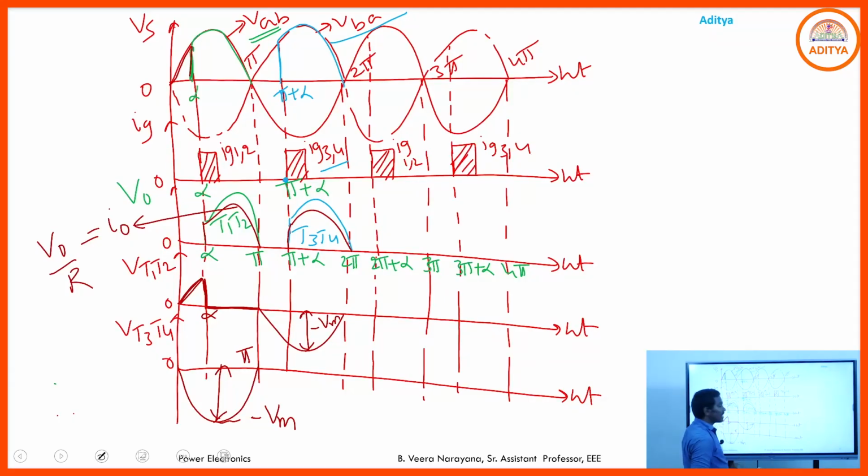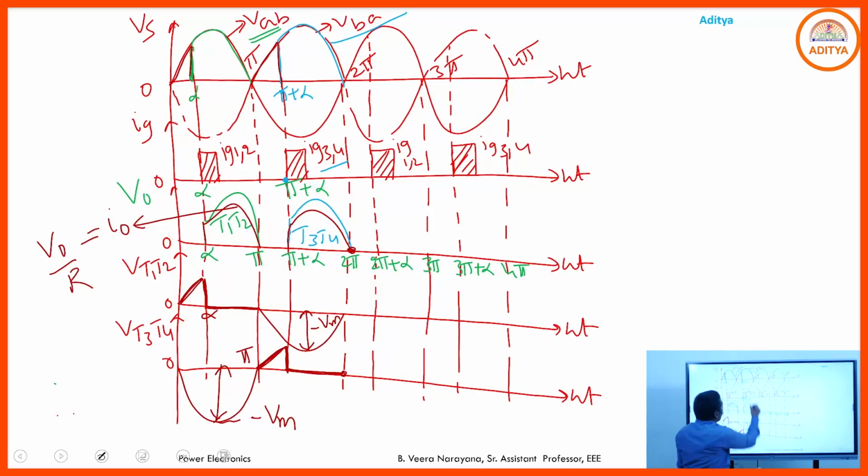And from pi to pi plus alpha, T3, T4 are in forward bias. Hence this small portion of positive voltage will be available across T3, T4, and from pi plus alpha to 2 pi, those are in the on state. Hence the voltage across thyristors T3 and T4 is 0, and again at omega t equals 2 pi, both the output voltage and output current are 0. After that the negative voltage is available across T3, T4, so T3, T4 go to the off state.